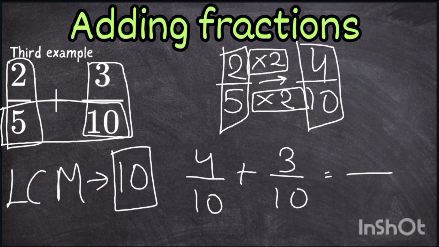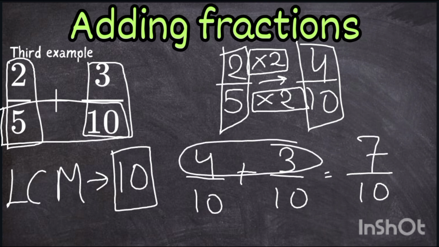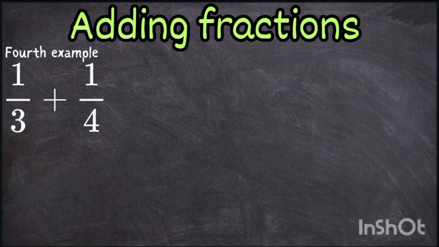As you can see, our denominators are the same, so it will be 10 only. Now we add the numerators. 4 plus 3 is equal to 7. As 7 by 10 is already in its simplest form, we will not simplify it, as it cannot be simplified. So let's move to our last example, which is 1 by 3 plus 1 by 4.